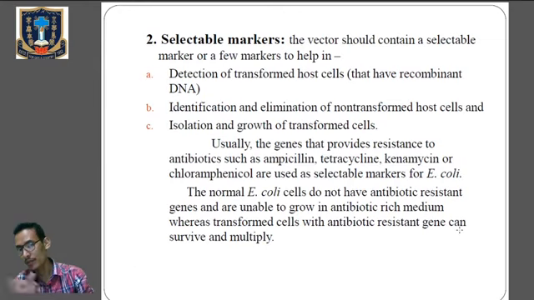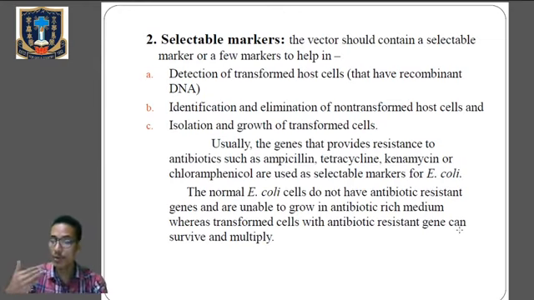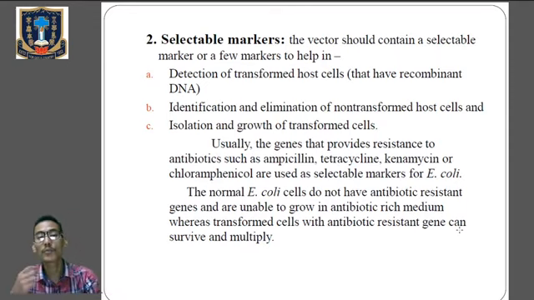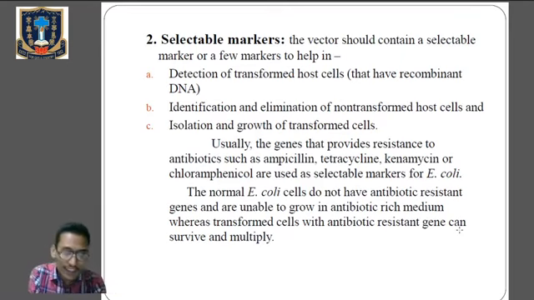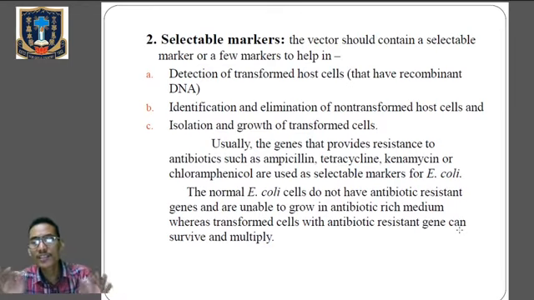Okay, you can see the bracket that says recombinant DNA, but afterwards we'll learn in detail what the transformed host cell means and what the name of the process is. Number two, identification and elimination of non-transformed host cells. That means the selectable markers will be able to detect the transformed host cells having the recombinant DNA, and it will be able to identify and eliminate, remove, those host cells which do not have recombinant DNA.